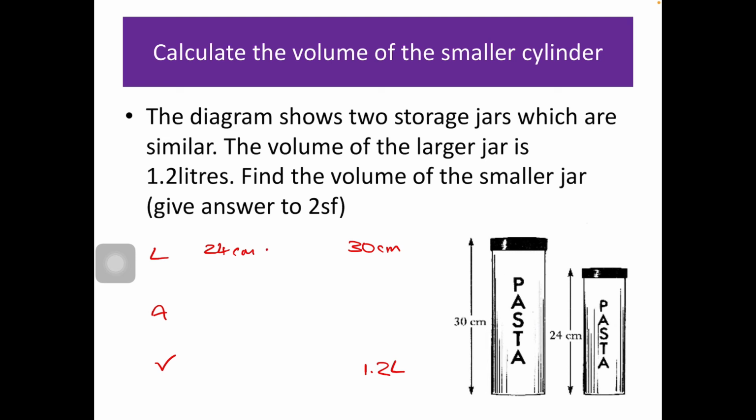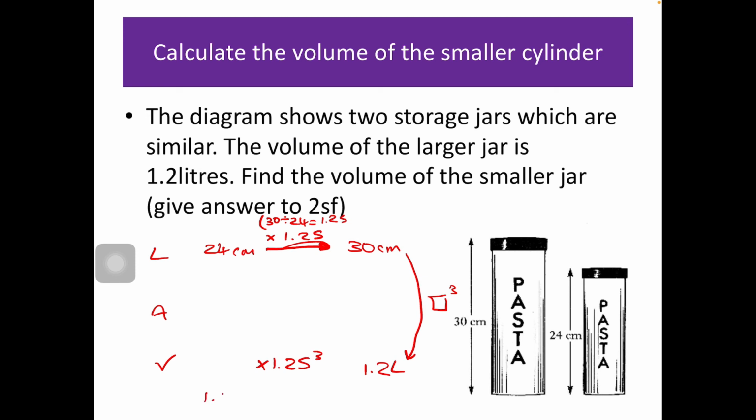Okay, so I need to find that scale factor first. If it's not always immediately apparent, don't forget we can always do our divide to help us. So do the biggest divided by the smallest. So that means I've got a multiplier of 1.25. Okay, that means when I come down to volume, I've got to cube my scale factor, not my length, but my scale factor. So that means that needs to be times by 1.25 cubed. But I'm going back the other way. Okay, I'm finding the smaller one.